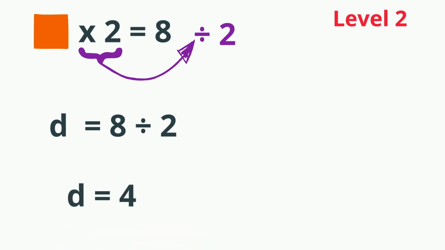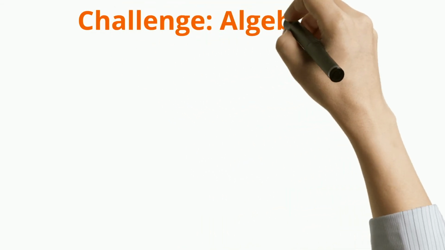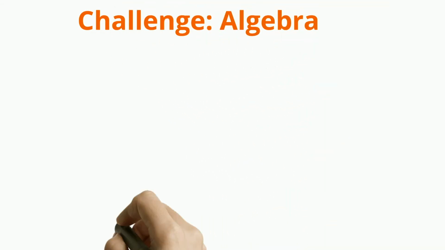And again, you could put that 4 into the very first question in place of d and see does it make sense. 4 multiplied by 2 equals 8. Super. Now, if you're ready, grab your whiteboards and let's have a little look at some more examples.